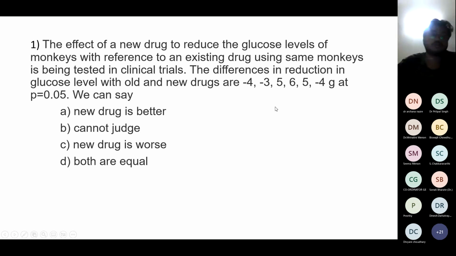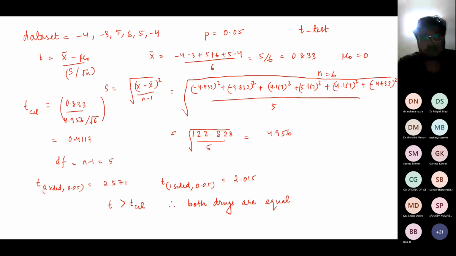So here we are comparing, using the same monkeys, 2 drugs are tested, and we are given the difference in reduction of glucose level after taking each drug. At a 0.05 p-value, what can we say about the drugs? So we are given the data set. We know the p-value. We'll do a t-test to compare. Since we are given the difference of the means, we'll compare it to a null distribution, which has a mean of 0 and standard deviation of 1.